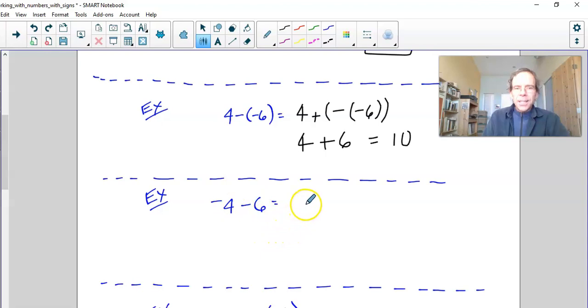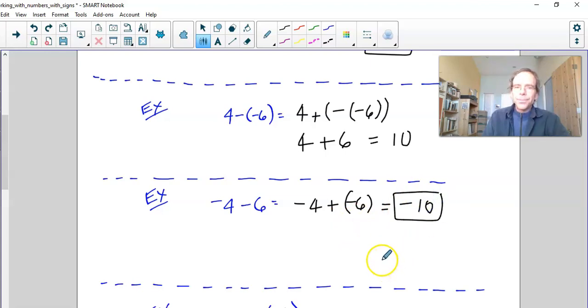Something to remember. Okay, how about this case? Negative 4 minus 6. This would be negative 4 plus negative 6. Now we're adding 2 negative numbers. The end result is going to be negative, and we just add the magnitudes. 4 plus 6 is 10. So the answer is negative 10. I didn't box in this one. All right.